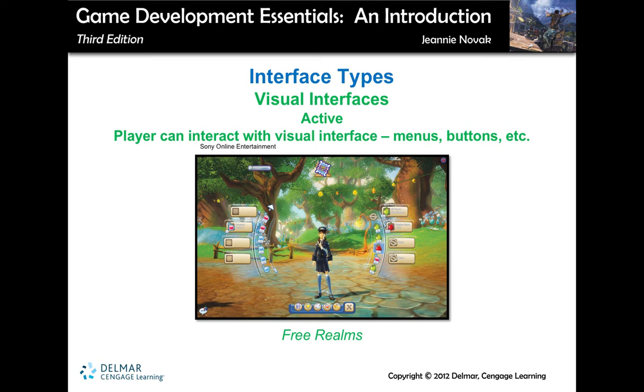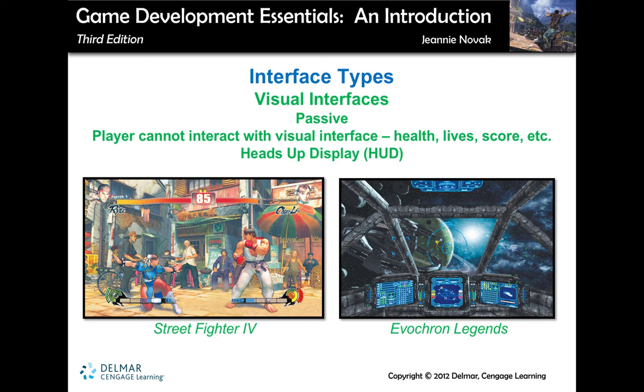So there's two types of visual interfaces. There's an active visual interface and there's a passive visual interface. An active visual interface is something like menus and buttons, and we're going to show some other examples in a minute. A passive visual interface is something that you really can't interact with, you just see it. So like the heads-up display, which shows usually health, lives, score, things like that. So you have no control over what is displayed, the player. The player can't change the display like they can in an active visual interface.